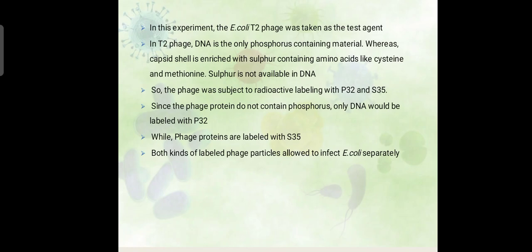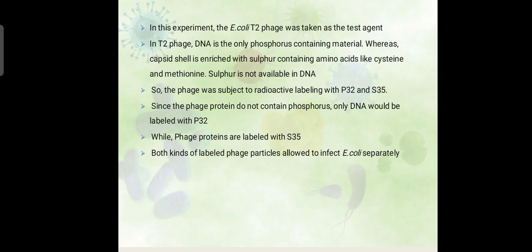In T2 phage, DNA is the only phosphorus containing genetic material, whereas the capsid shell is enriched with sulfur containing amino acids like cysteine and methionine. Sulfur is not available in DNA. So the phage was subjected to radioactive labeling with P32 and S35. Since the phage proteins do not contain phosphorus, only DNA would be labeled with phosphorus 32, while the phage proteins are labeled with S35.